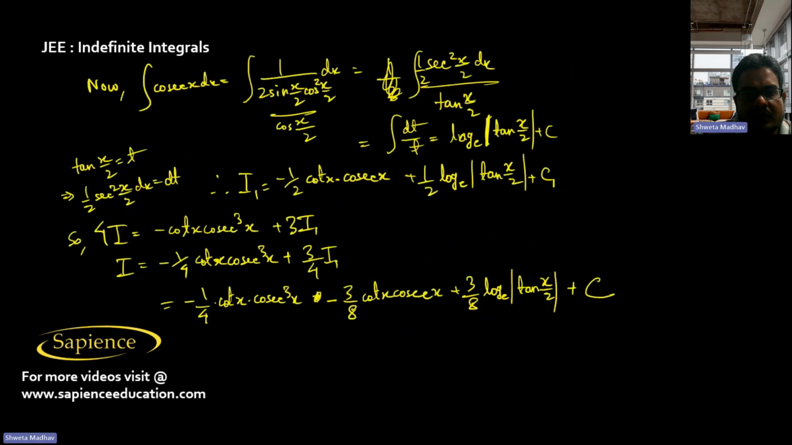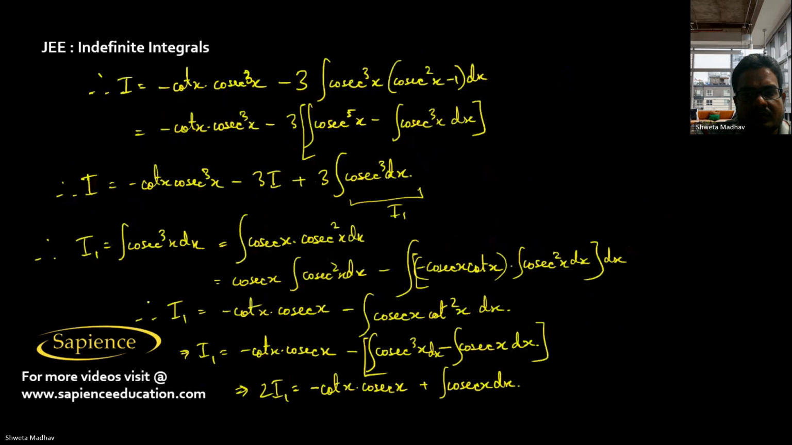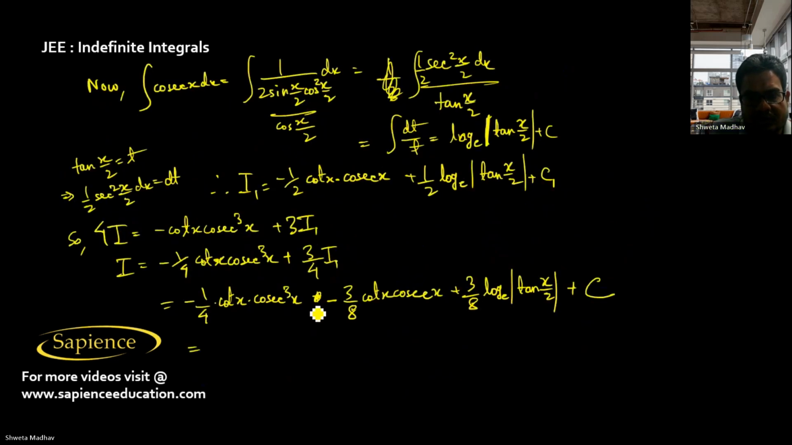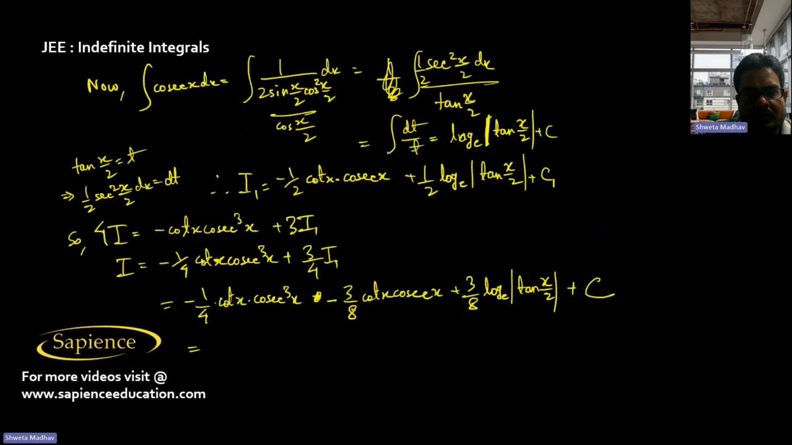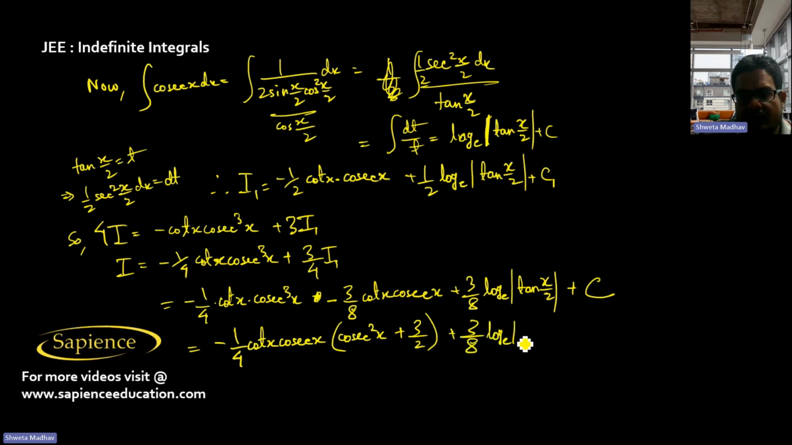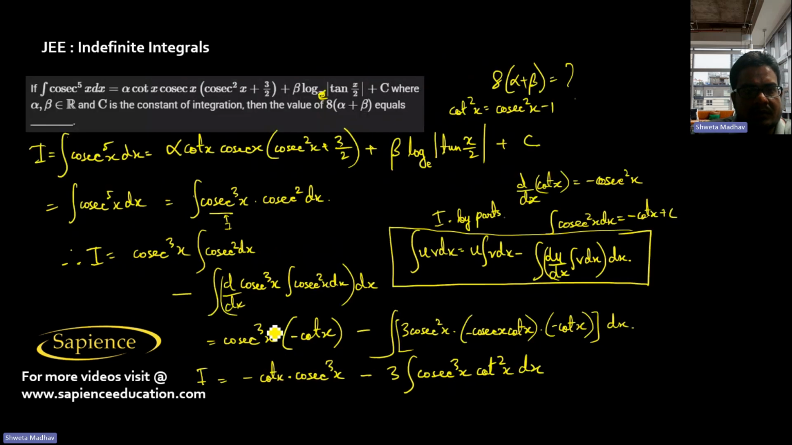So cot x into cosec x, we have to take as common. I can take minus 1 by 4 cot x into cosec x, and then it will come cosec square x plus 3 by 2, and plus 3 by 8 log base e mod tan x by 2 plus c. So this is I, which is integral cosec power 5 x dx.